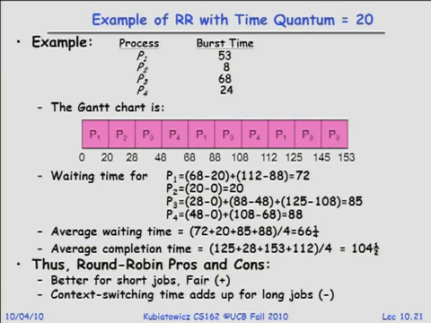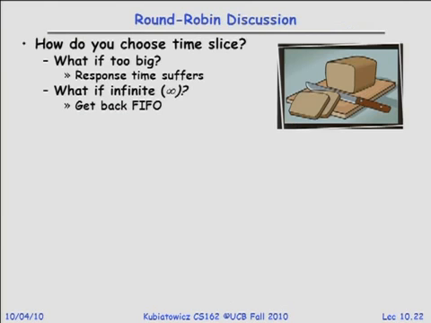Okay. So how do you choose the time slice? If it's too big, your response time suffers, right? If it's infinite, you go back to FIFO. What if the time slice is too small? Then your throughput suffers. That's because of overhead. So, actual choices of time slice.